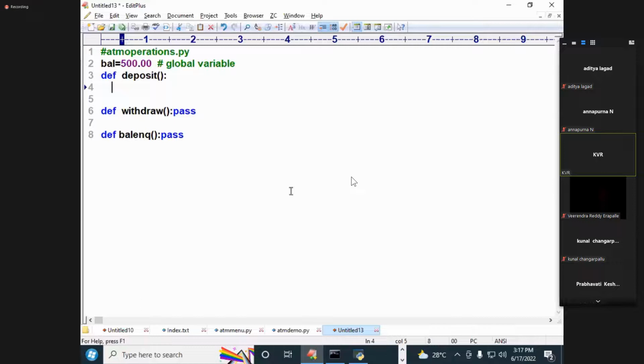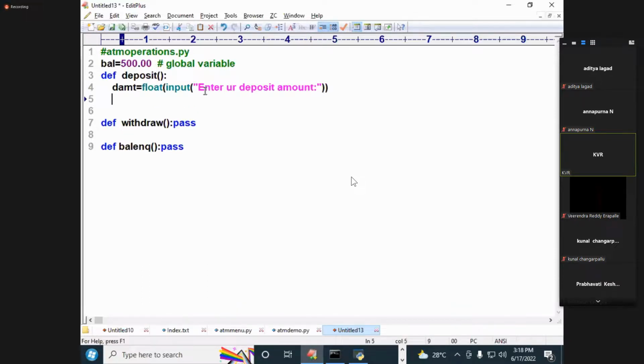What should I do in deposit? I need to ask the amount to deposit. D amount is equal to what? Float of input of enter. How much? Enter your deposit amount. Okay, you are entering the deposit amount. Here you need to think very seriously. Which exception will come there? Value error.